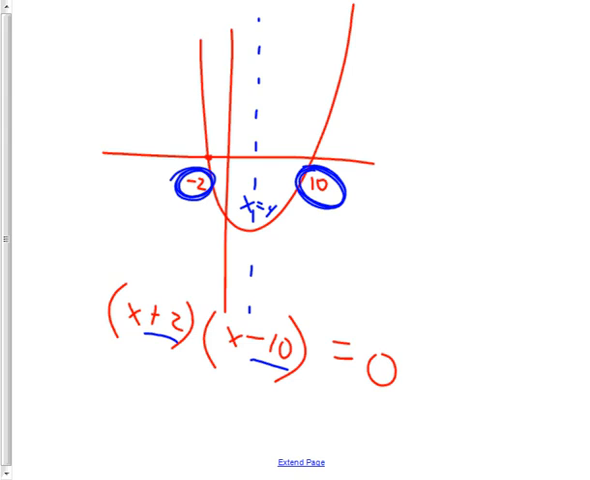So then the hard part is, what's the vertex of it? The vertex of it is something comma something. It's 4 comma something. So I know x, so I stick it in here and I figure out what y is. I have 4 plus 2 is 6, and 4 minus 10 is negative 6. 6 times negative 6 makes negative 36. So this answer is negative 36.